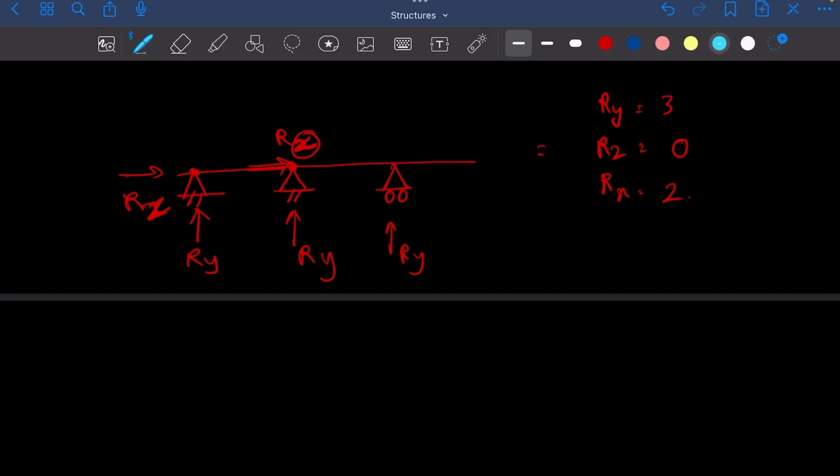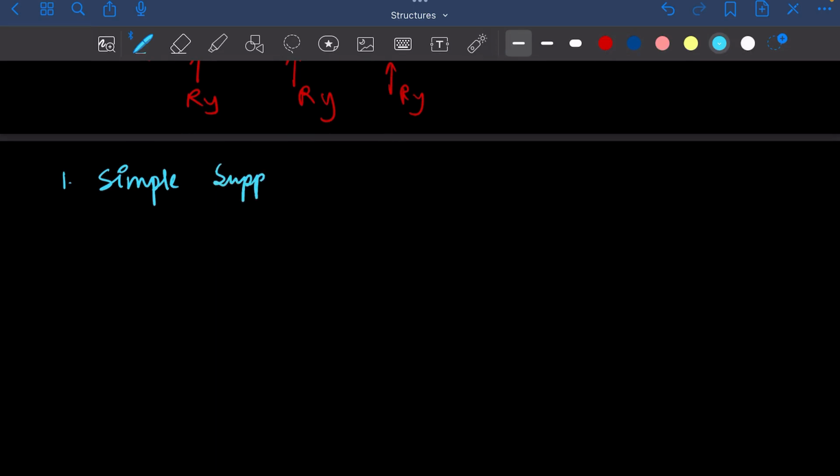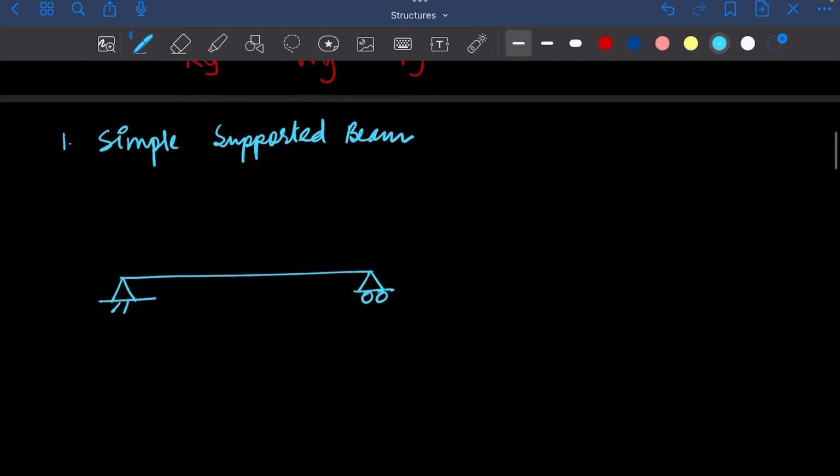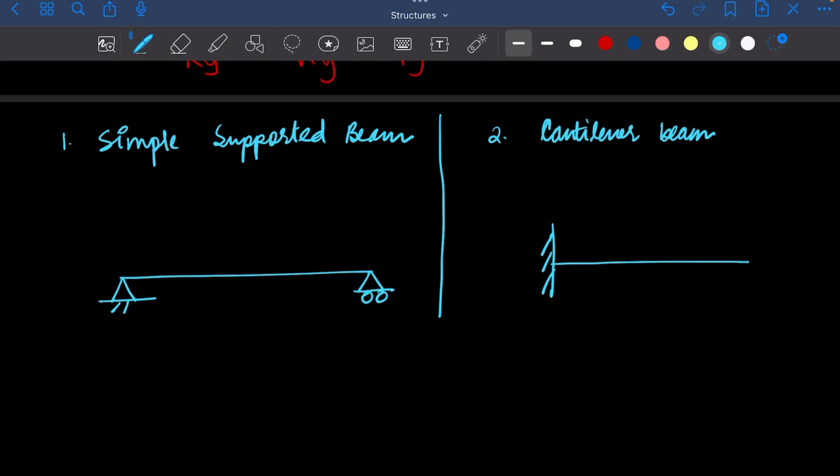First type would be a simply supported beam, wherein you have one roller and one hinge. Then you have a cantilever beam, where you have a fixed support and the beam is here. This is your beam.